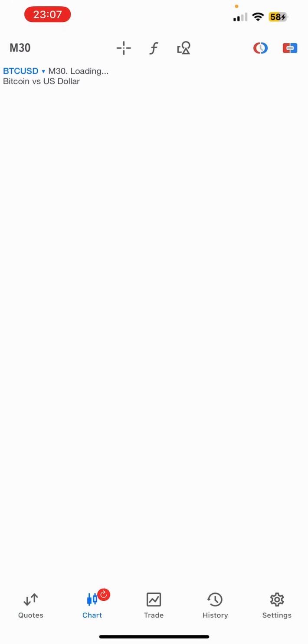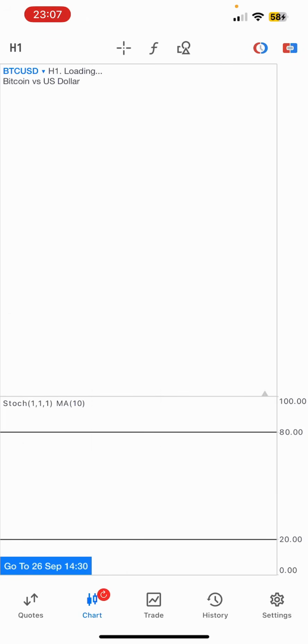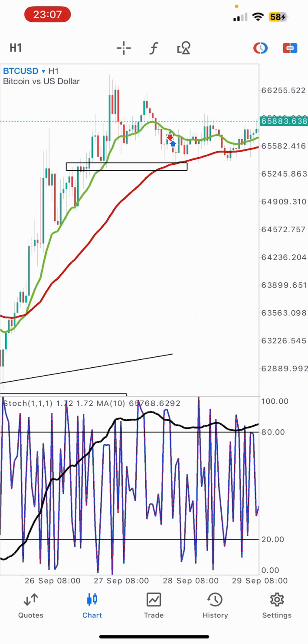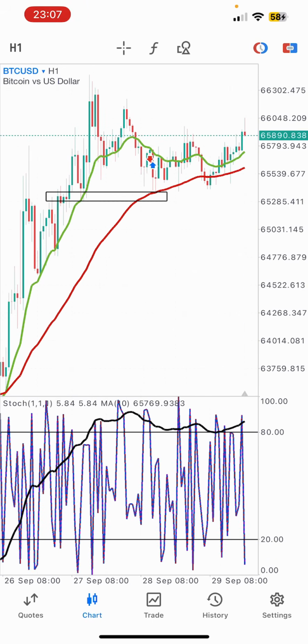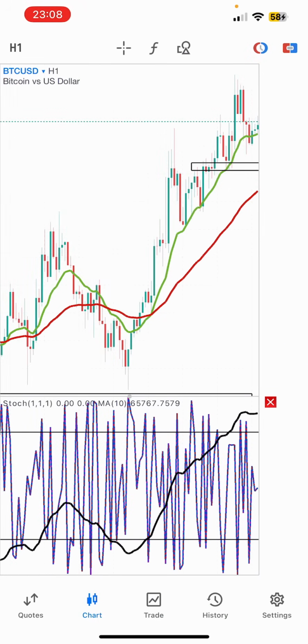So let's open another chart. Let's open BTC, then we go to the H1. So now what did you notice here? Let me just delete all this.